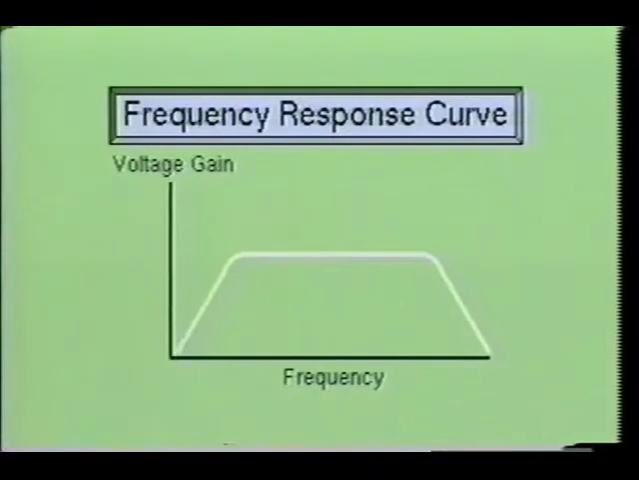Here we see the frequency response curve of a typical amplifier. As you notice, the voltage gain is fairly constant for the middle portion of the response curve, and the gain drops off appreciably at each end of the frequency response curve.